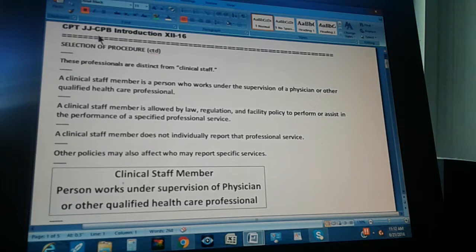CPT Introduction, page 12, part 16. Selection of procedure, continued. We're continuing the selection of procedure.